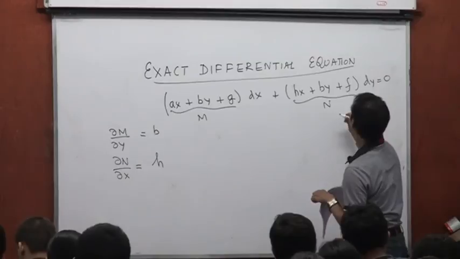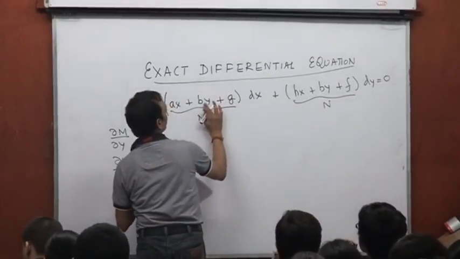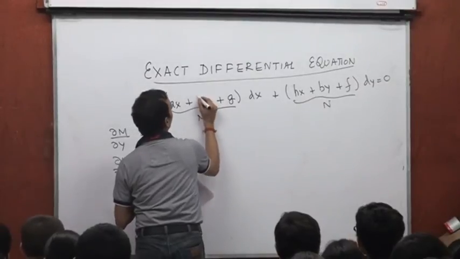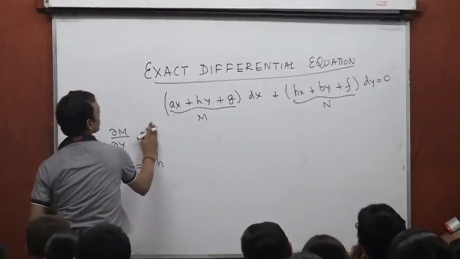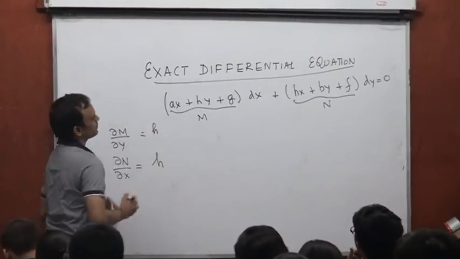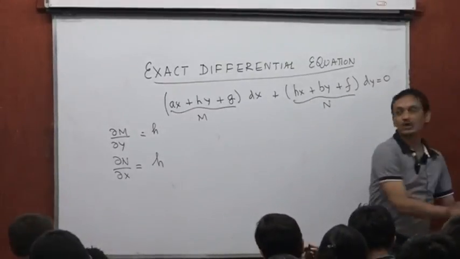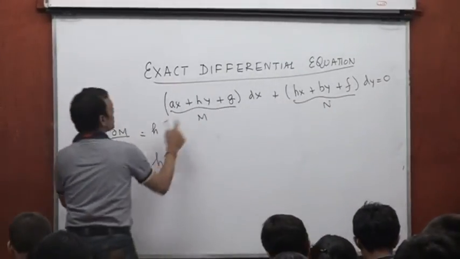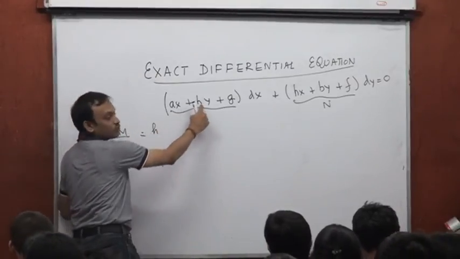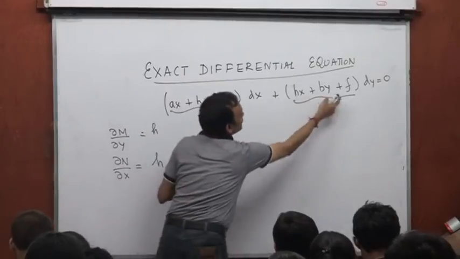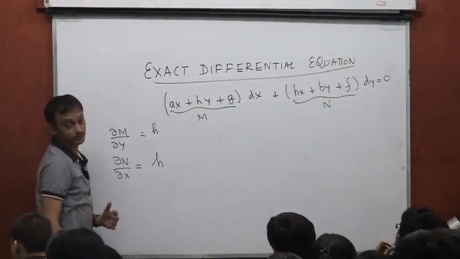I mean, if this was h, then it would make sense. See, then if this was h, dou m dou y would be h and dou n dou x would be h. It would then be an exact differential.